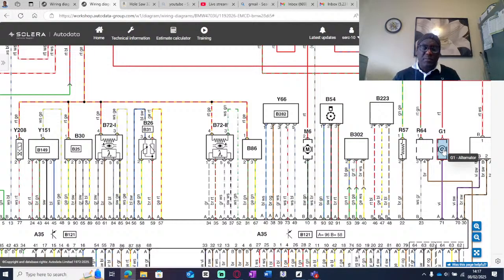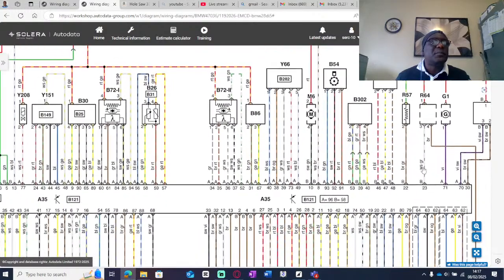I find Autodata to be one of the simplest layouts. So much so that if you get used to Autodata and then you get the OEM, you may sometimes be in trouble because the layouts are totally different. I will make another video using the OEM wiring diagrams. You will see what I'm talking about. It's like night and day, the difference. Okay, so there you go. There is your generator there.